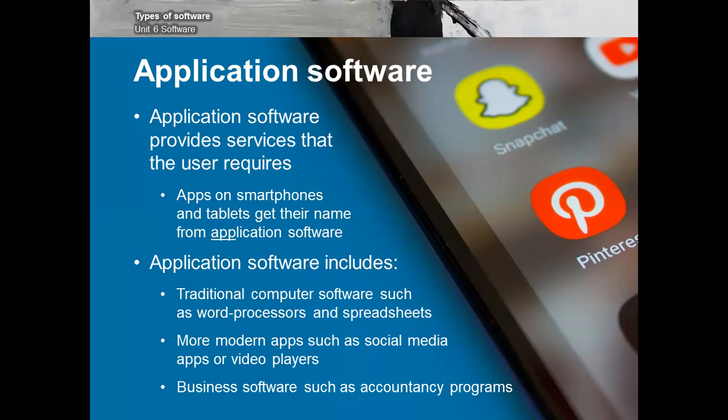So the traditional computer software such as the word processor and spreadsheet are not 100% available with all capabilities on your smartphone. होते तो हैं लेकिन पूरा 100% बिल्कुल वैसा काम नहीं करते. So it's a good idea to use it on desktop or laptop computers. More modern apps such as social media apps or video players are also available on the smartphones, and the business software such as accountancy programs are also available on desktop, laptop, and the smartphones everywhere.